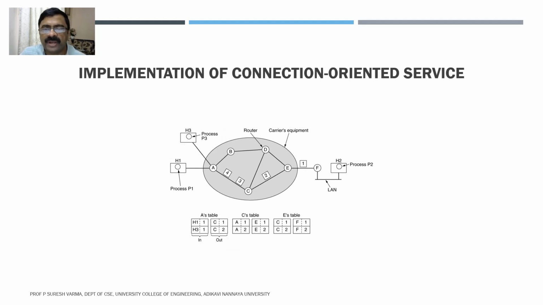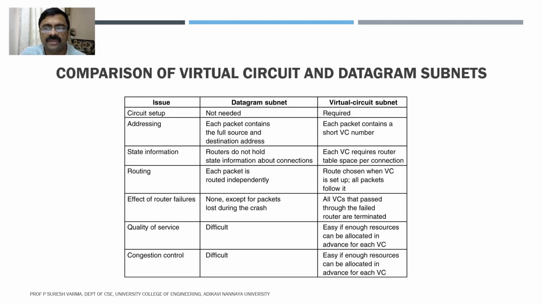In the connection oriented service, all the packets which we want to forward from source to destination follow the same path. It establishes a virtual connectivity between the source and destination. All packets in sequence follow the same path to reach the destination. But in the connectionless service, each packet follows its own path. Generally, the datagram is called connectionless, and the virtual circuit is connection oriented. There is a comparison between these two subnets.